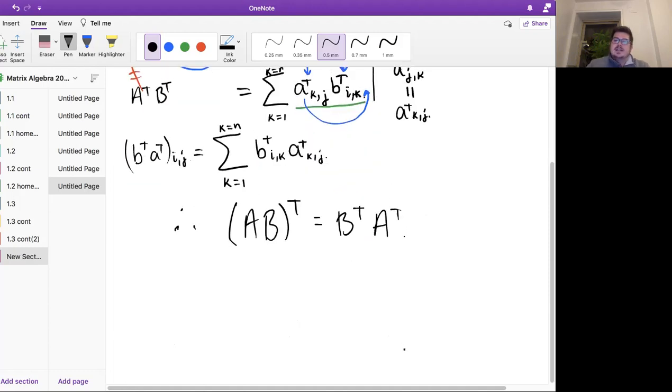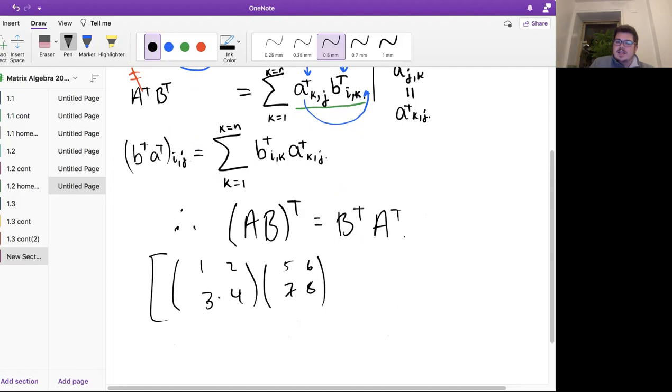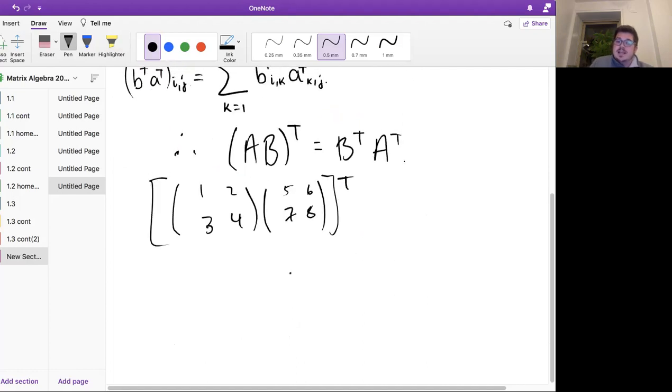Yeah, so that's exactly right. An example is that if you multiply 0, 1, 2, 3, 4 times 5, 6, 7, 8, and then take the transpose of this, it's the same as doing just the transpose of each. So what would that be? 1, 2, 3, 4 times 5, 6, 7, 8. Oh, but I did it wrong, didn't I? Yeah, it's B transpose and A transpose. It's 5, 7, 6, 8, 1, 3, 2, 4.